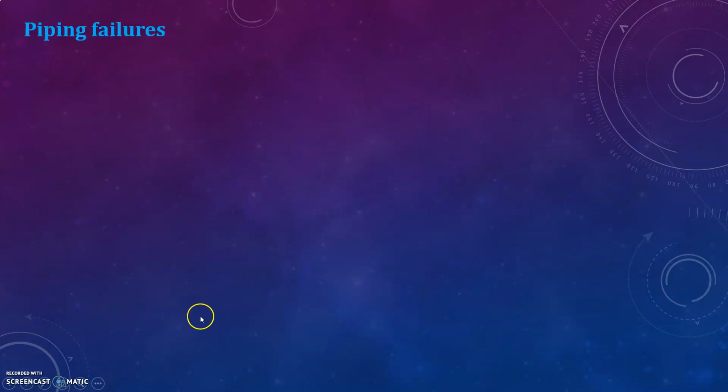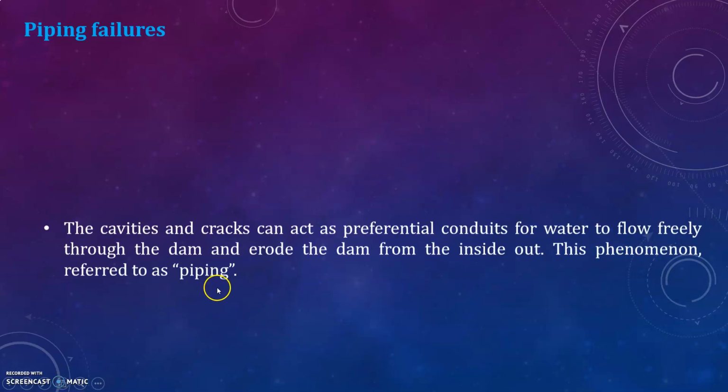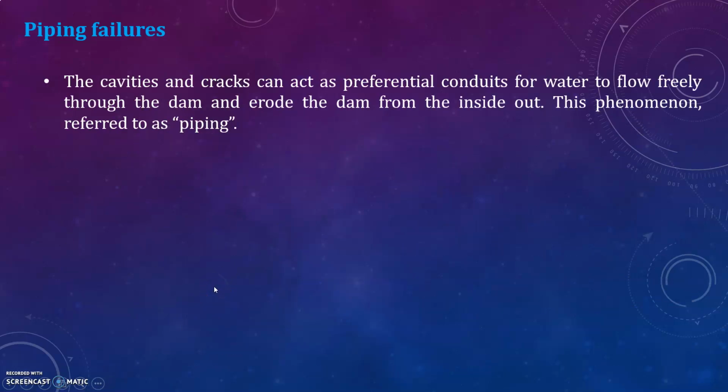Okay. Next, the second one is piping failures. The cavities and cracks can act as preferential conduits for water to flow freely through the dam and erode the dam from the inside out. This phenomenon is referred to as piping. This is mainly due to the formation of cavities and cracks in the soil. So this leads to the piping failure.